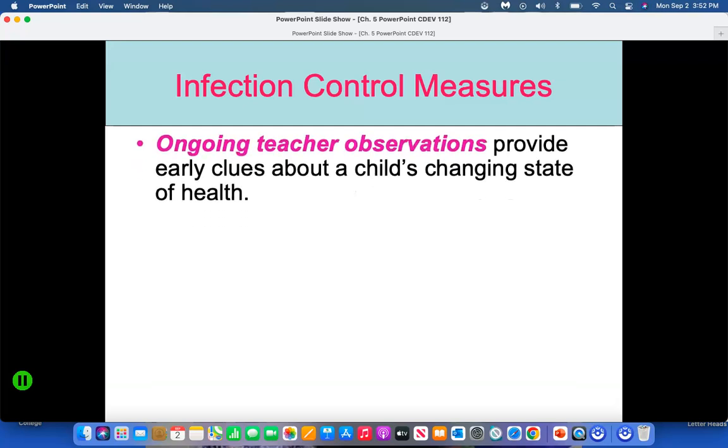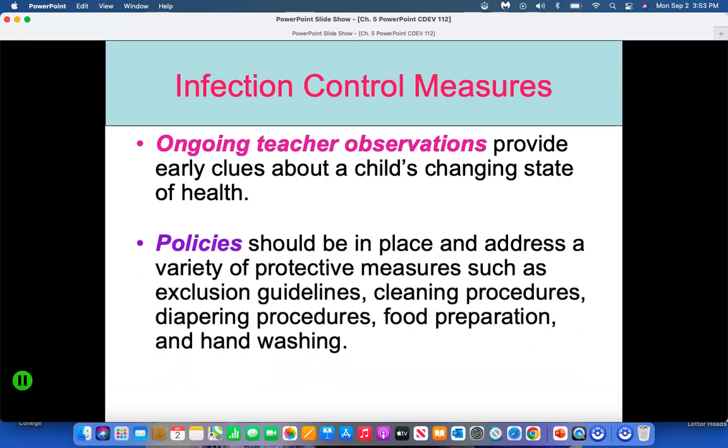Infection control measures. So again, ongoing teachers' observations is vital to help control the spread of a child infecting other children. Teachers observing children to see if they're sick helps. Policy should be put in place and address a variety of protective measures, such as exclusion guidelines.